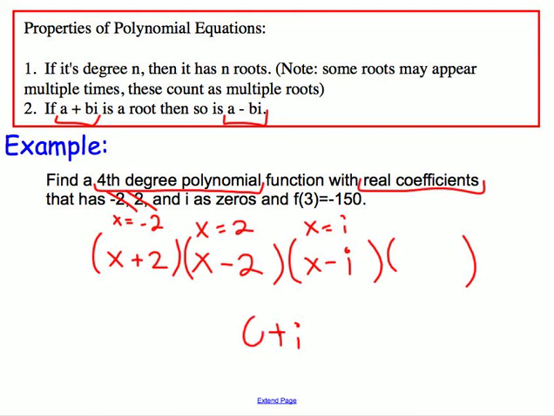Since this is like 0 plus i, my conjugate is 0 minus i. Okay? The i term should be opposite. So it looks like my other factor is x plus i, because that would give me negative i. So we're using the second property up there to help us find that 4th root. So we used 4 pieces of information. The last piece of information is crucial. Many people forget this piece of information.